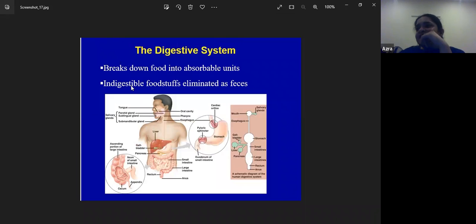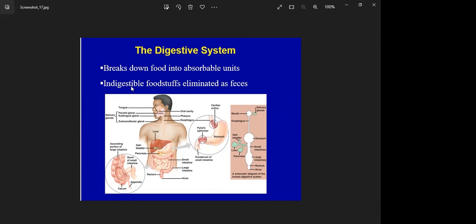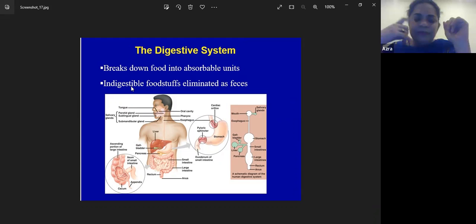Now, next is the digestive system. What is the digestive system? I'm sure all of you remember these systems: digestive system, nervous system, cardiovascular system, skeletal system, lymphatic system, muscular system. Good. Now we come to the digestive system.